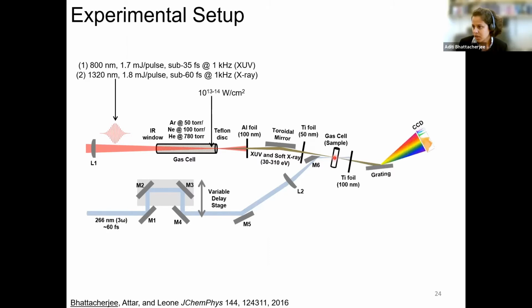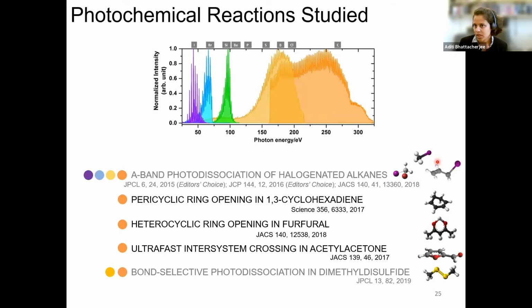At this point, the transmitted UV is blocked, and the transmitted X-ray goes through, because of a titanium foil 100 nanometers thick. This is then dispersed by a grating onto a CCD chip, showing the high harmonic spectra that I showed in a previous slide. Using these high harmonic spectra, we've applied these X-rays to study a host of photochemical reactions.